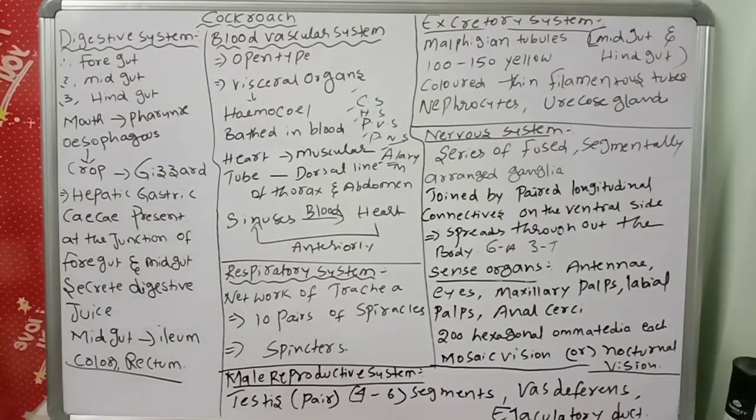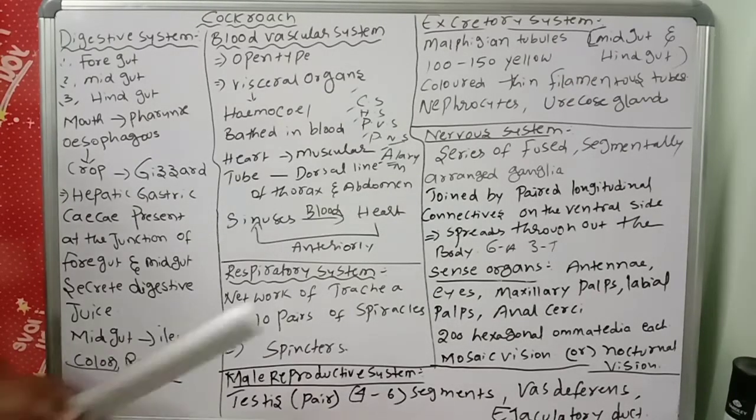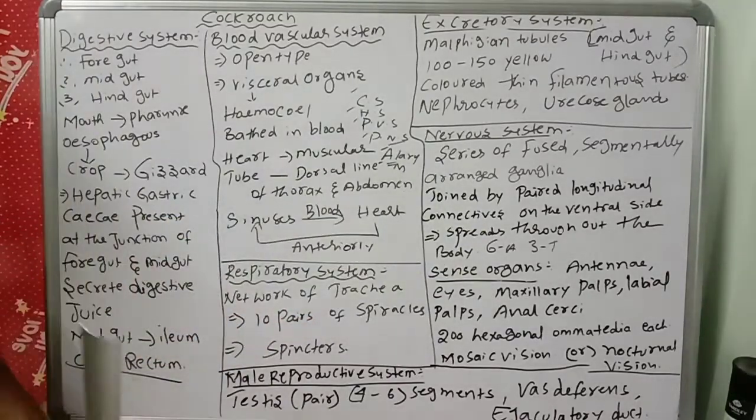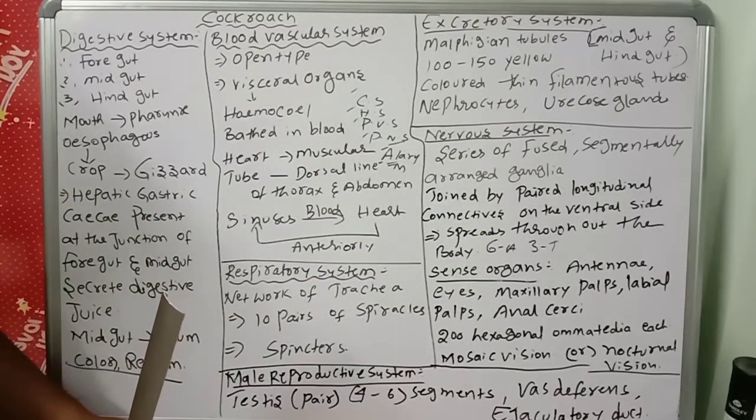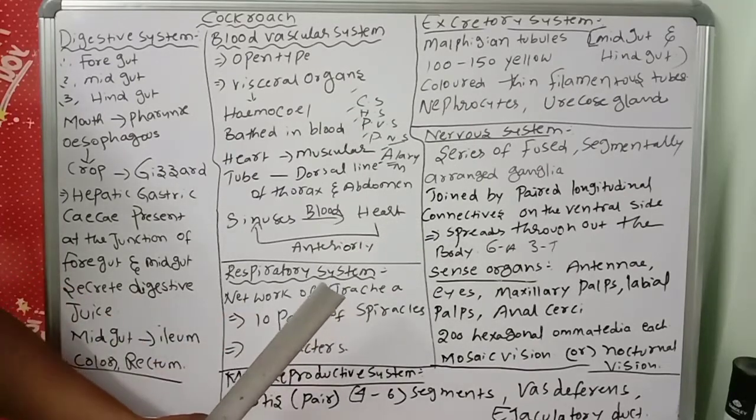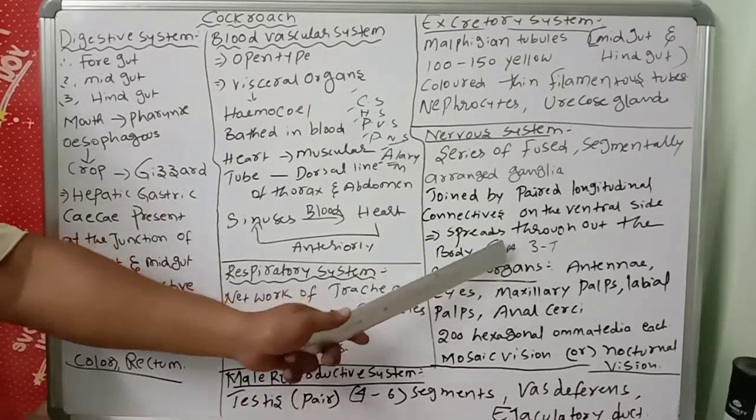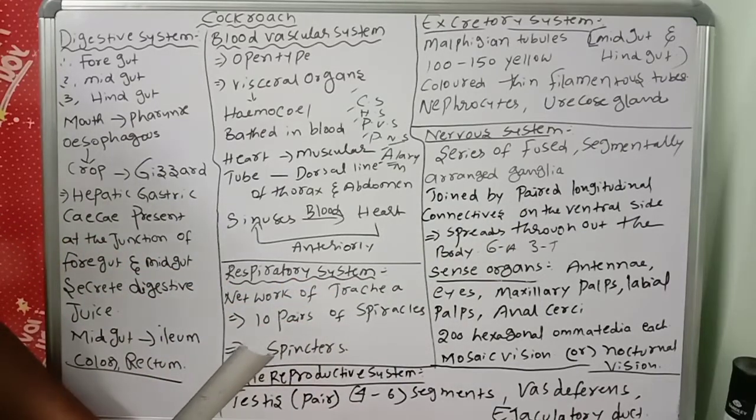So there are very few ganglia in the head region, only the supraesophageal ganglia, and that too very small. That is the reason that when you cut the head of the cockroach, it can survive for some days, because there is not much nervous system in the head. So there will be 6 abdominal and 3 thoracic ganglia in the nervous system of the cockroach.